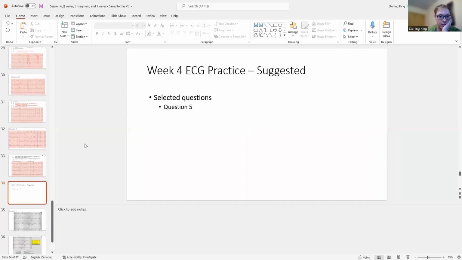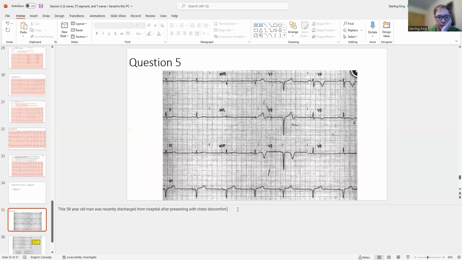And we're on to the last question. So let's do this. Heart rate. Very slow. 300, 150, 100, 75, 60, 50. Heart rate of 50. Axis. Up and up.